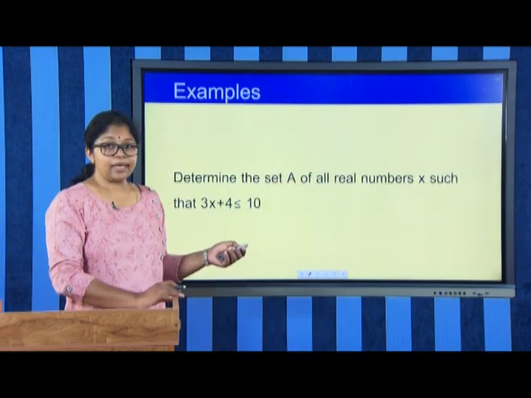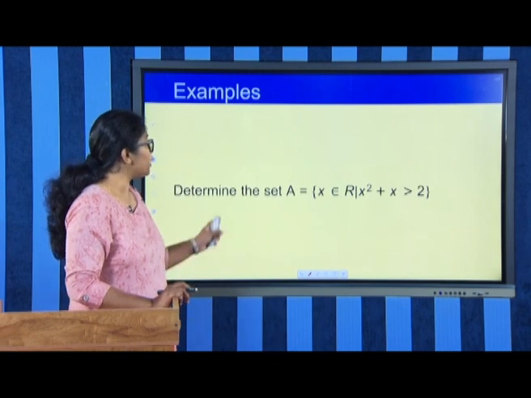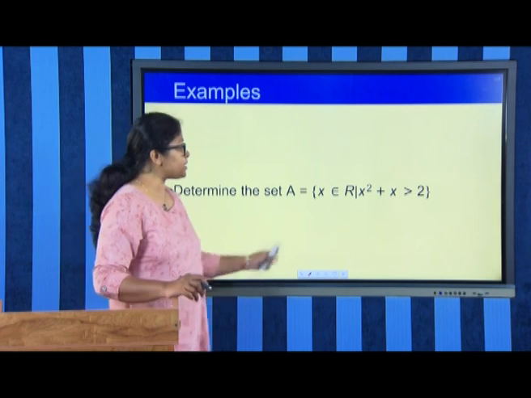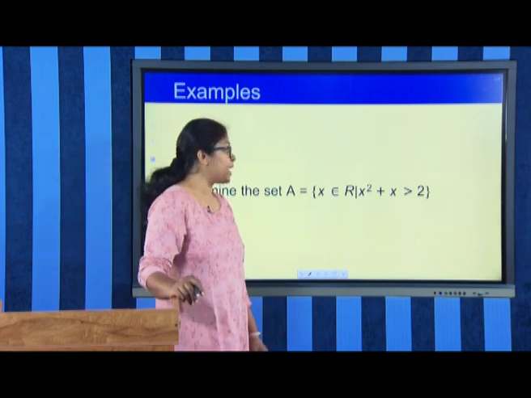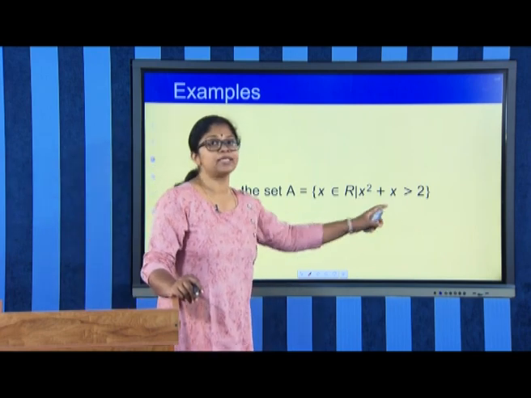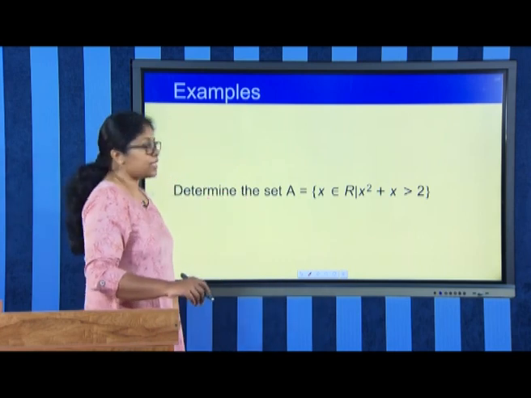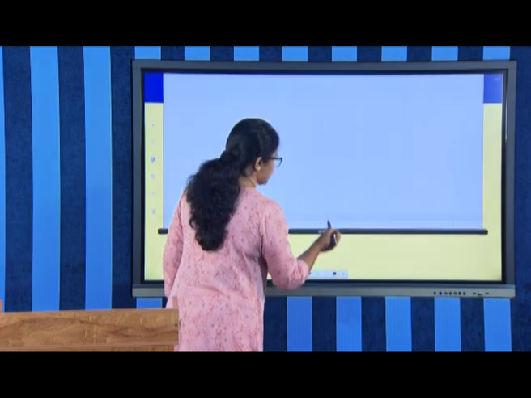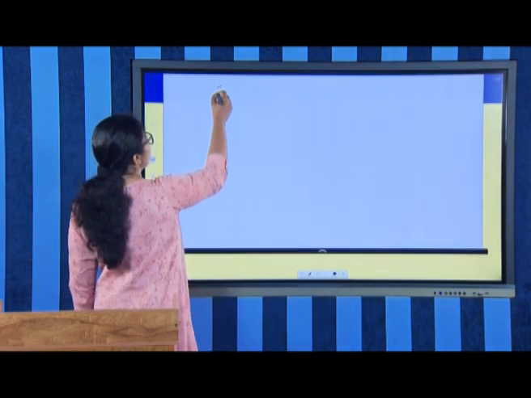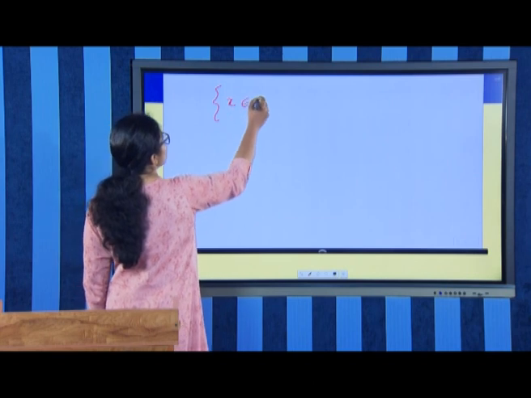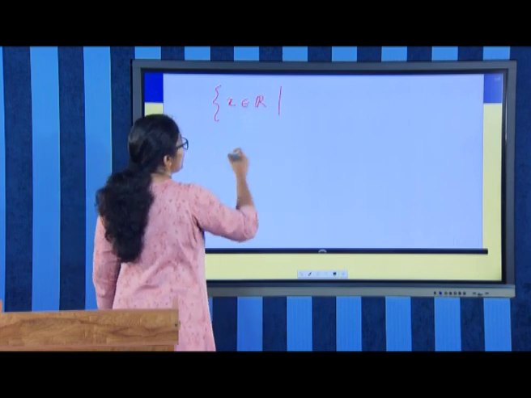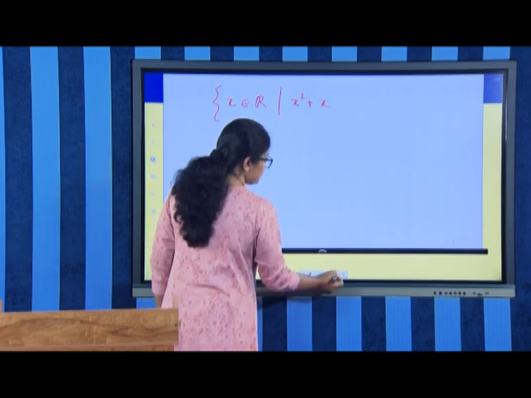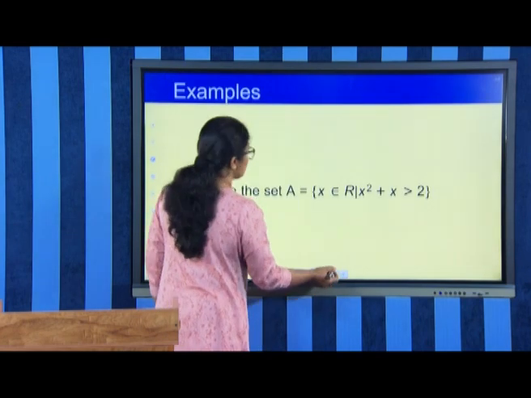Let us look at another example where we are given the set A is equal to the set of all x belonging to R such that x square plus x is greater than 2. So, let us see how we can solve this, or how we can find the set of all real numbers x which satisfies the given condition, x belongs to R such that x square plus x is greater than 2.